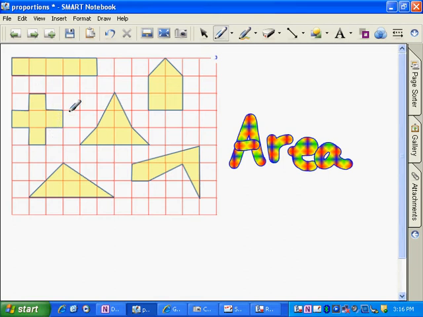It doesn't have to be a square figure object, such as this triangle. It's still the number of square figures or square units that fit inside of it. It doesn't have to be a square to have area. It's just the number of square units that fit inside of it.